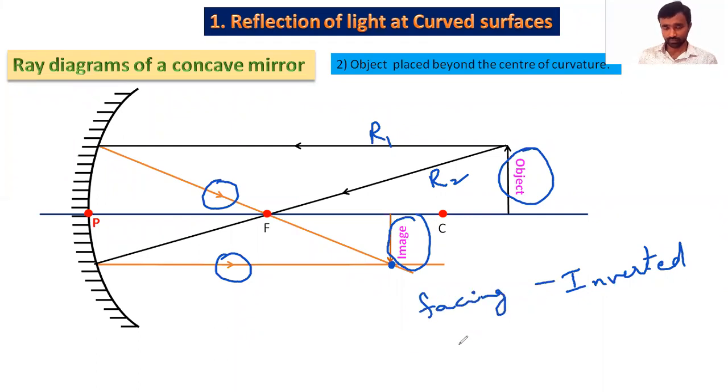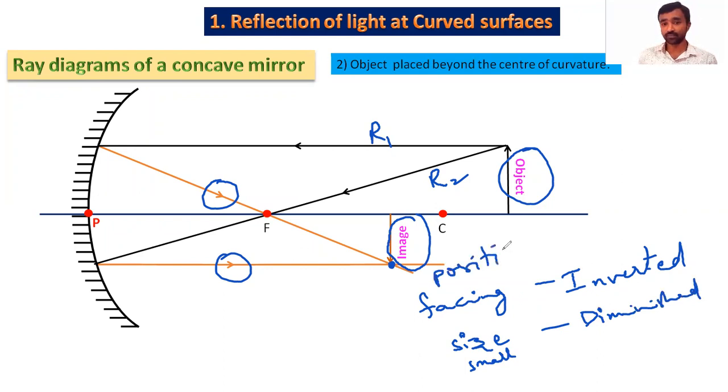The image is smaller than the object. Right. The size is smaller. So what word can we use here to indicate smaller? Diminished. Okay. Then what about the position of the image? Between F and C. Very good. Between F and C. What about the position of the object? Beyond the center of curvature. Beyond C.